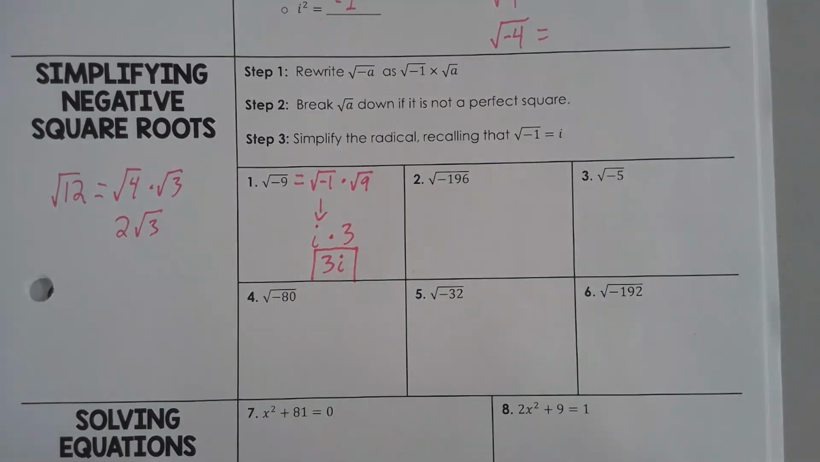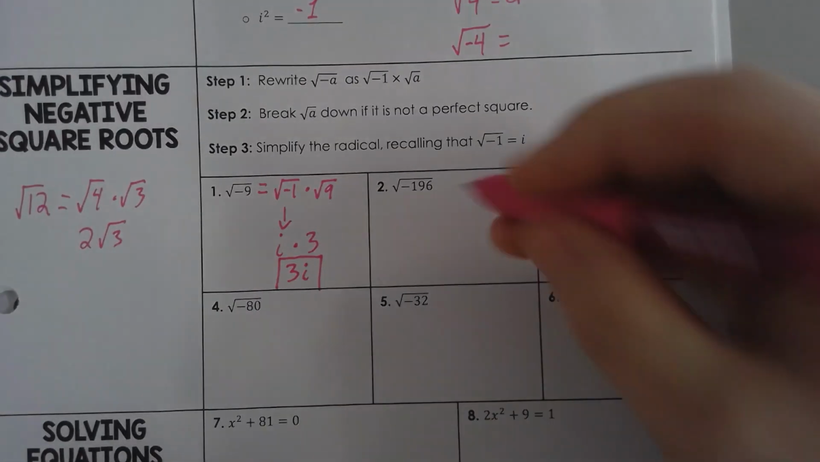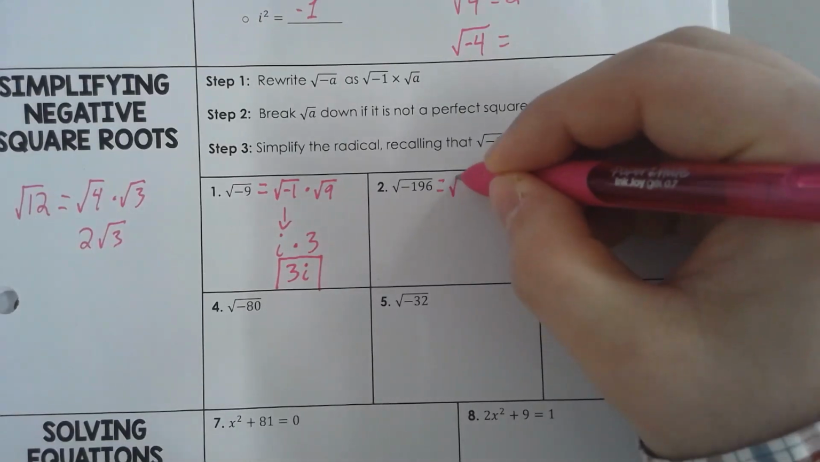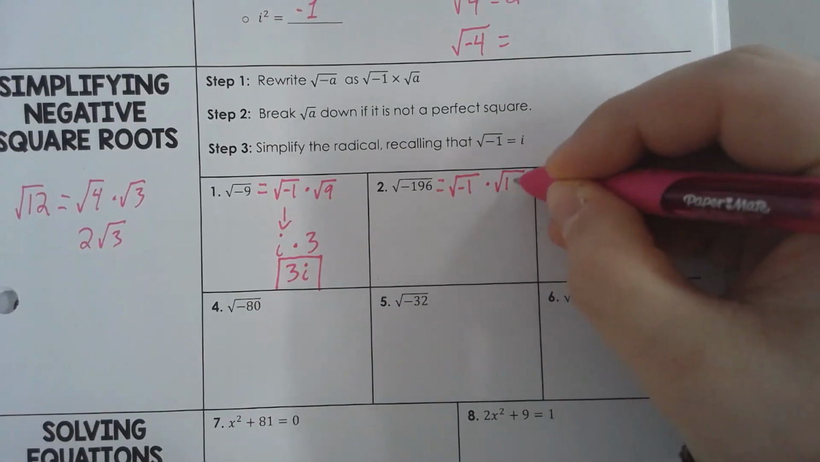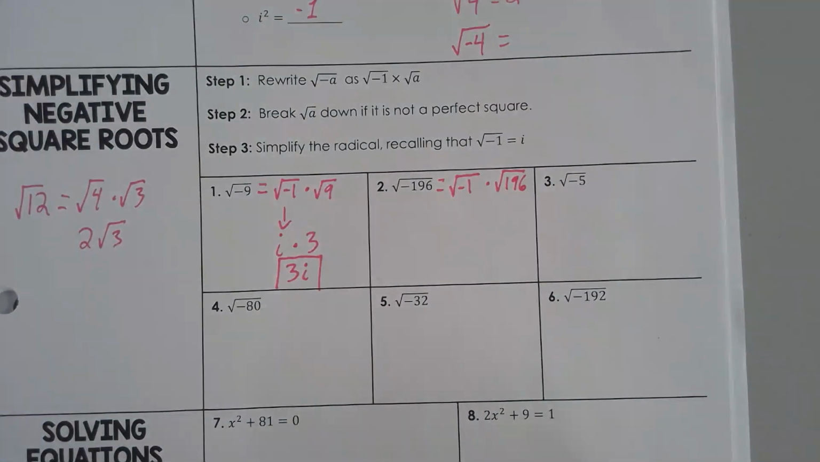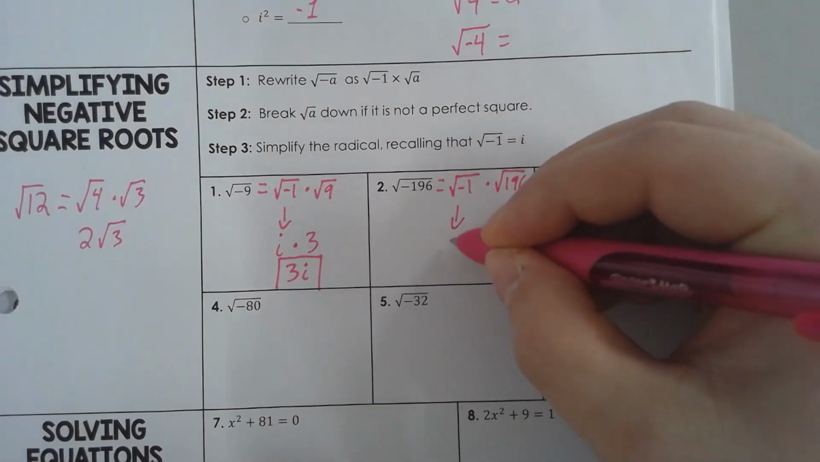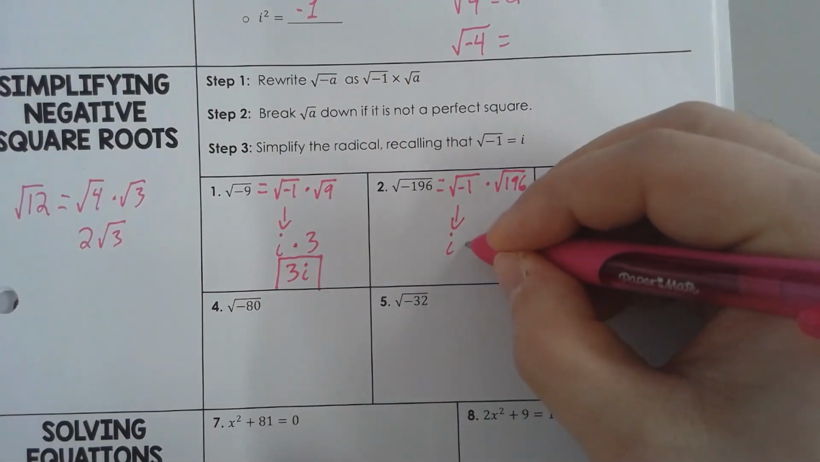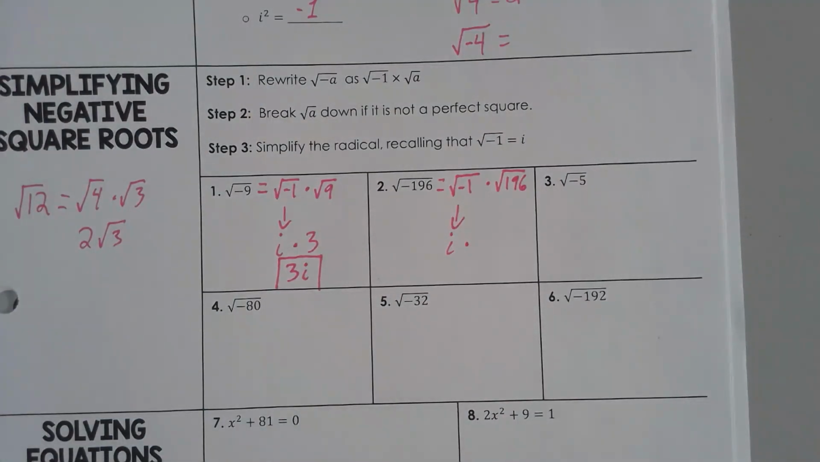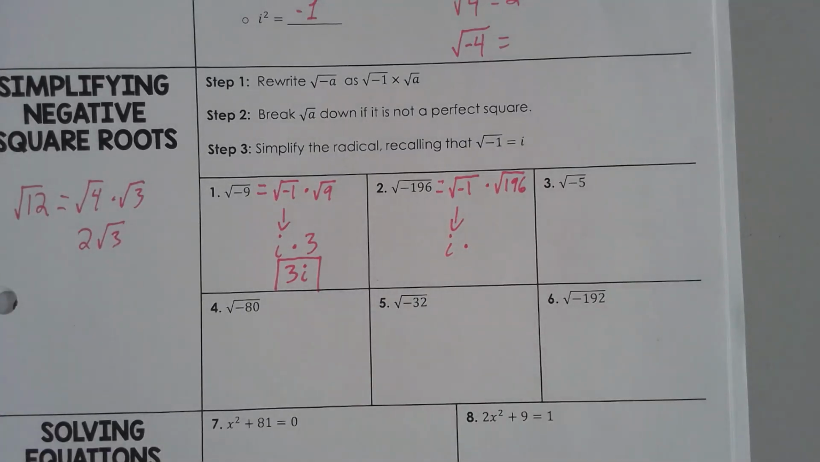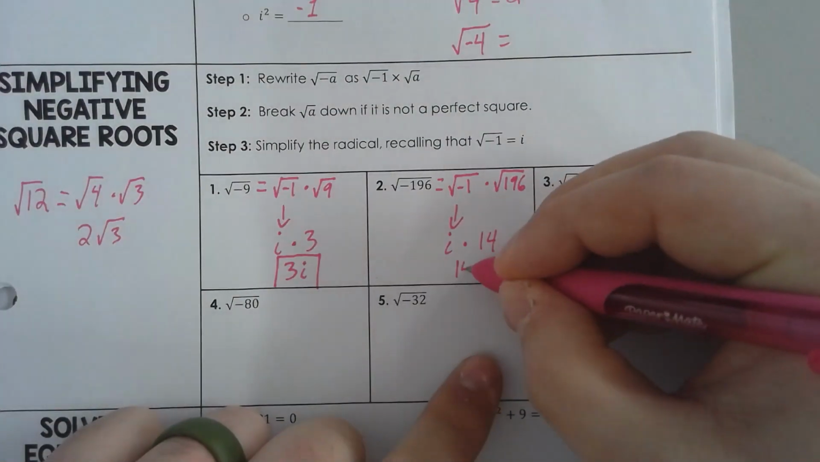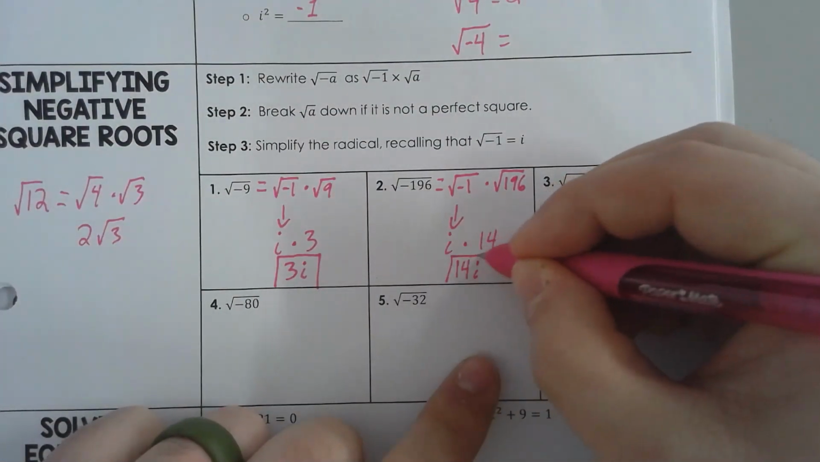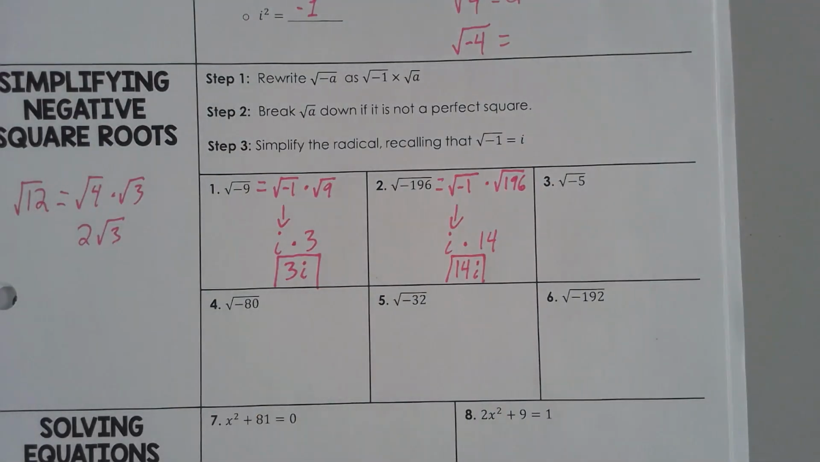Alright, number 2. Same steps. Factor out a negative 1 times the number itself. Our square root of negative 1 just turns into an i. And then the square root of 196, what is that? 13 squared. 14 times i. I just thought... Yep. Got the 6 and the 9 flip-flopped.